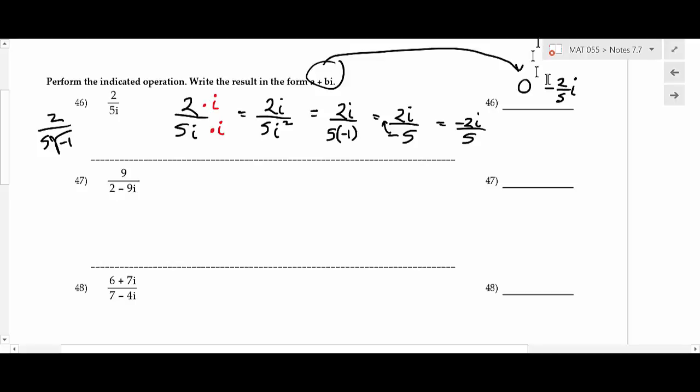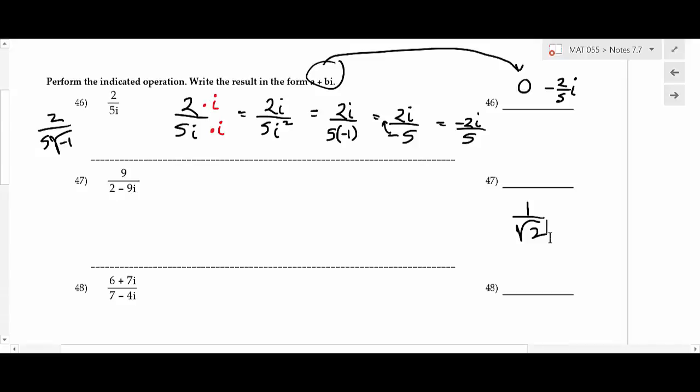So what I'm doing, if you just have an i, but you don't have a sum or difference, like you do on 47, 48, just multiply by i. And that's no different than this. And let's see if you guys remember this or not. Like if I wanted you to rationalize the denominator on square root of 2, what did you do?